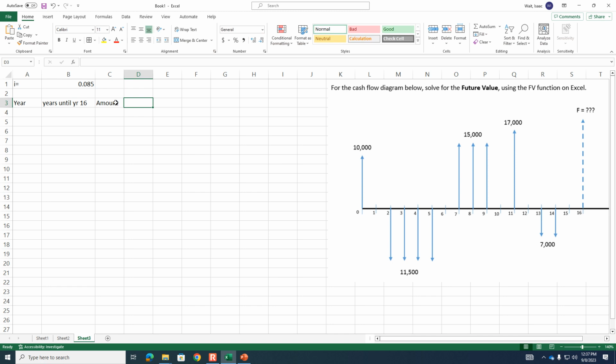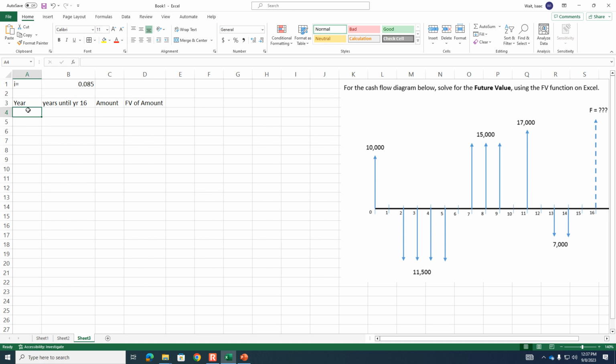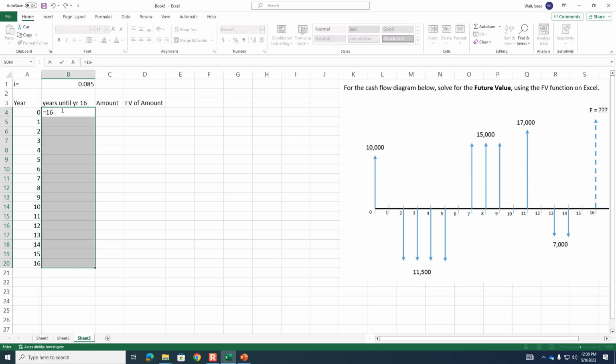Amount, and then FV of amount. Okay, so there's going to be year 0, 1, 2, and so on, all the way through 16. And then for years until year 16, so the amount that's at time 0 has to be compounded 16 years into the future. So you could just type it 16, 15, 14, and continue the trend down to the end like that. Or you could do 16 minus whatever year that you're on, and it gives you the same effect.